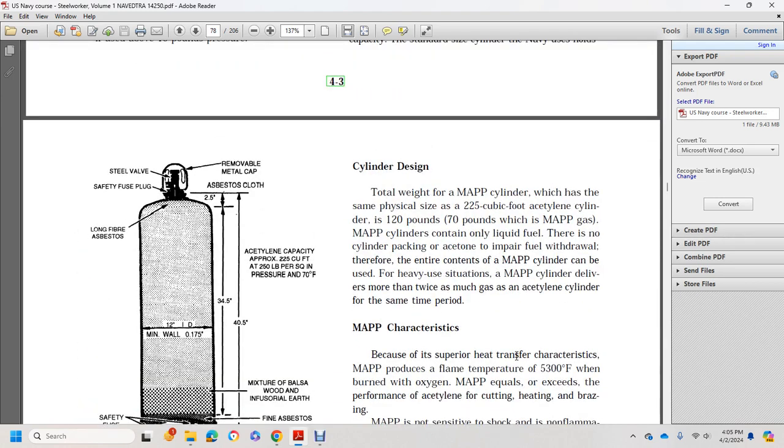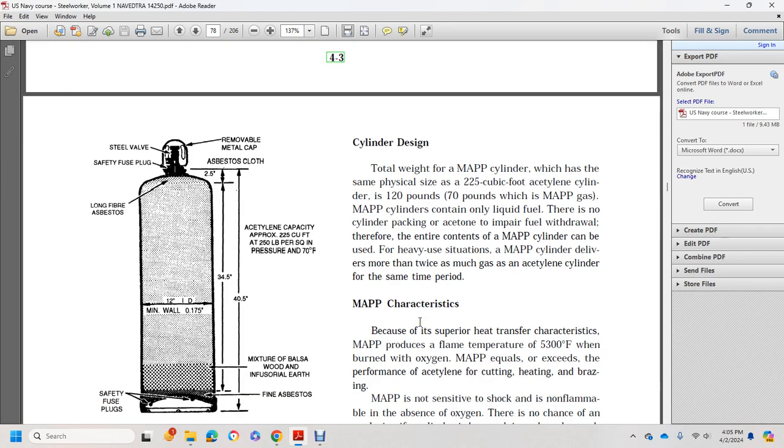Cylinder design: the total weight of the MAP cylinder, which has the same physical size as the 225 cubic foot acetylene cylinder, is 120 pounds, 70 pounds of which is MAP gas. MAP cylinders contain only liquid fuel. There is no cylinder packing or acetone to impair the liquid fuel, therefore the entire contents of the MAP cylinder can be used for heavy work. MAP cylinders deliver more than twice as much gas as the acetylene cylinder for the same time period.